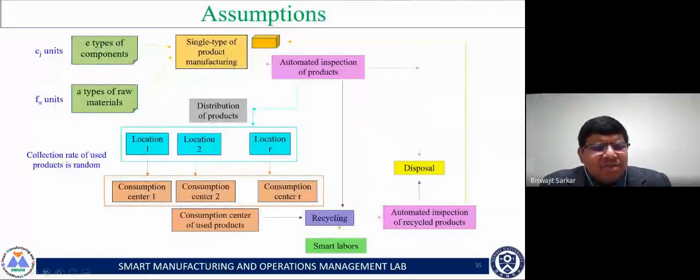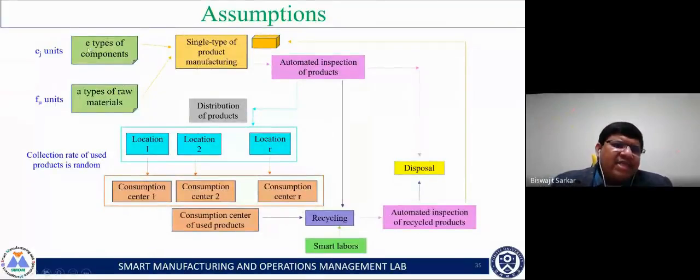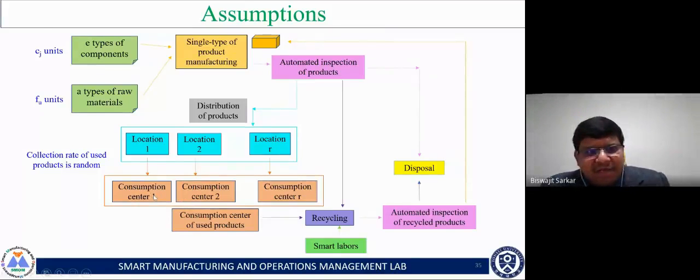This is the notation. E types of components are there, and then going for the single type of product manufacturing through the automated inspection. If this is a perfect product, go from location 1 to 3 and until location R. Then from there, if it is okay, go to the consumption center. Consumption center means the retailing. They take the product and consume it, and after consumption, there is some unused product.